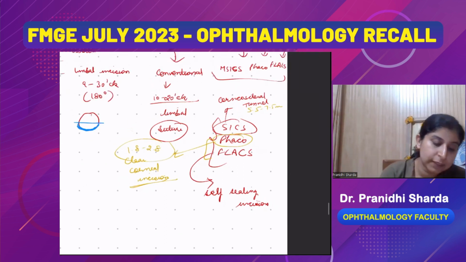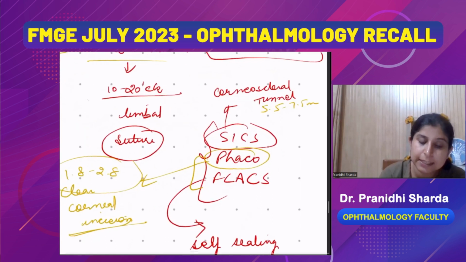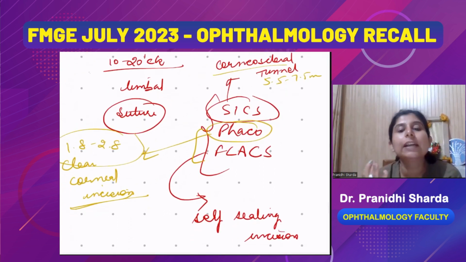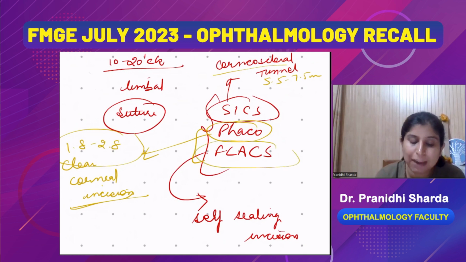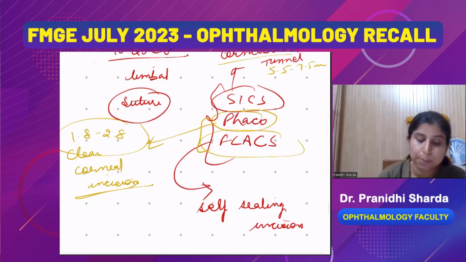Okay. So in conventional extracapsular and intracapsular, there were the limbal incisions. In SICS, there is a corneoscleral tunnel. In phaco and flax, there is a clear corneal incision. What is flax? It is nothing but the femtolaser doing the capsular access for us, which we are doing manually. The femtolaser is going to do the capsular access. That is the main difference.